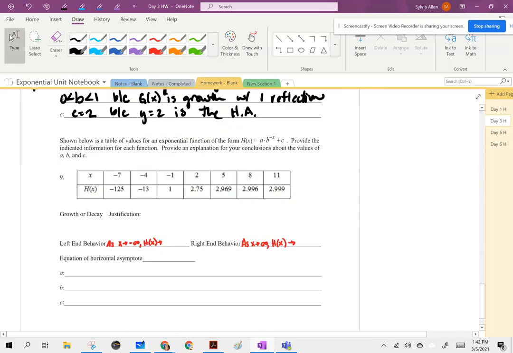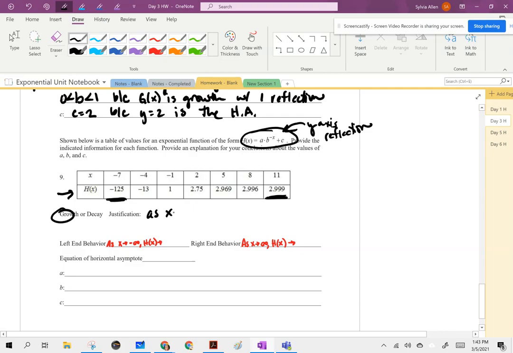All right, let's try 9. Notice that the form of the equation implies that there is a y-axis reflection. So according to this form, we already have a y-axis reflection. So let's take a look. All right, let's analyze the y values. We're starting at negative 125 and we're going really close to 3. All right, so that means we are increasing, okay?